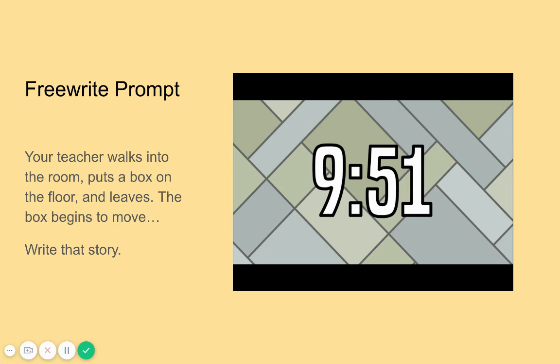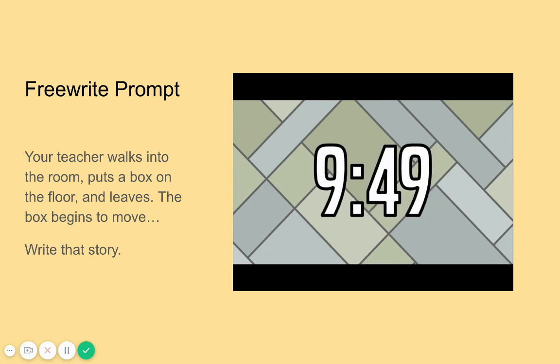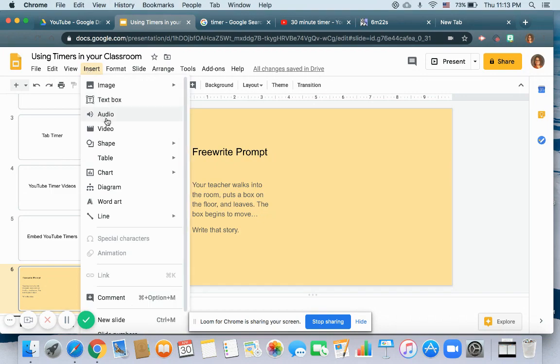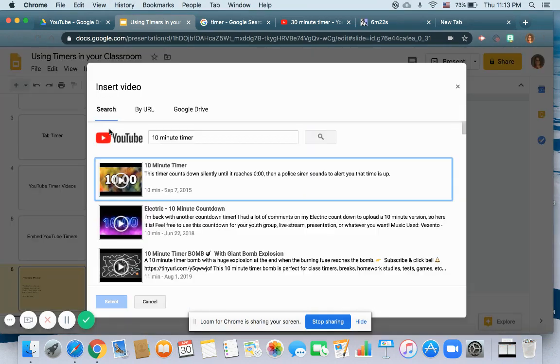Now you may ask, how do we do that? This is a Google slide with a free-write prompt on this Google slide, and what I want to add to this slide is going to be a YouTube timer video. How we do that is you go up here to the Insert tab, and we're going to go down to the fourth one, which is a video.